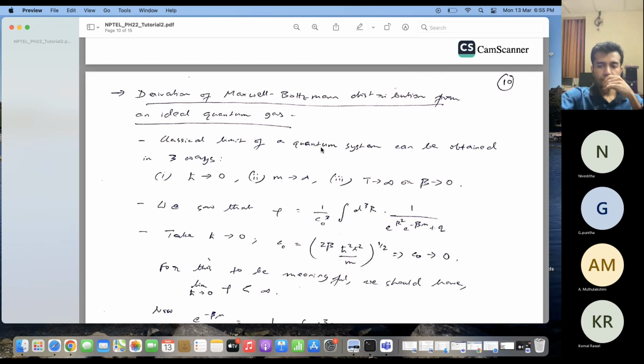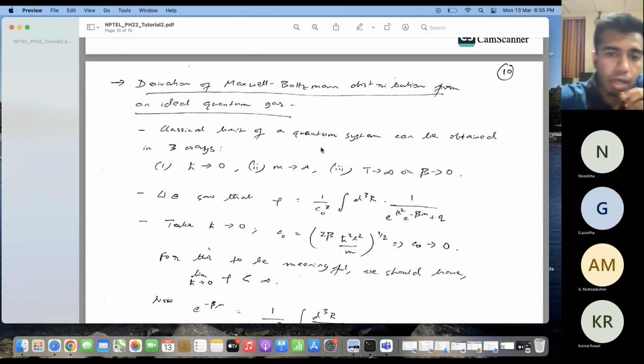Okay. So the question which we now ask is that, can we go on to derive the statistics for a classical ideal gas from these expressions of quantum ideal gas which we obtained here? So Max Planck had stated that there are ways of going from a quantum to a classical formalism, and there are three ways in which this can be done. This is basically what is known as the classical limit of a quantum system, and this classical limit can be obtained in three ways.